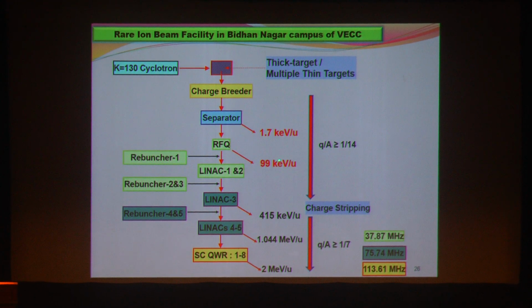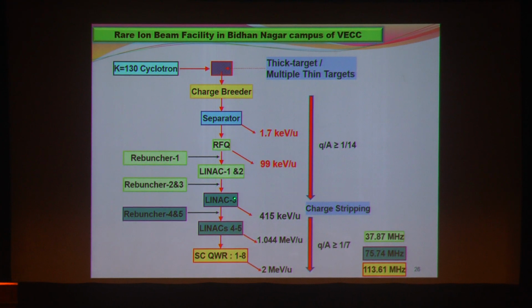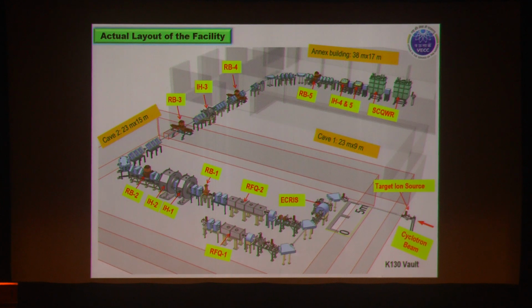Our RF cube is 99 keV per nucleon. At the end of the third linac, 415 keV per nucleon. Then 1 MeV per nucleon, 2 MeV per nucleon. The color code corresponds to the operating frequency of each RF accelerator. Around 400 keV per nucleon, we have a charge stripping stage where we increase the charge state from 1/14 to 1/7.